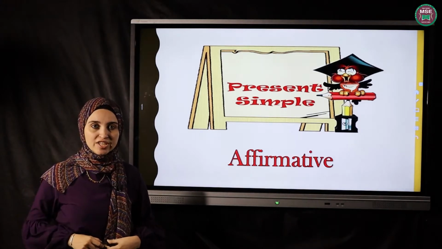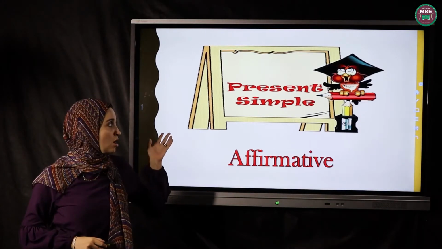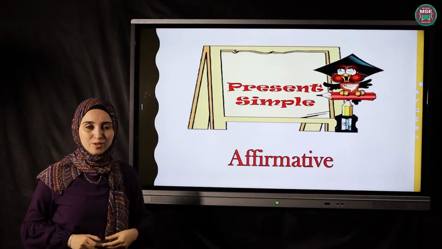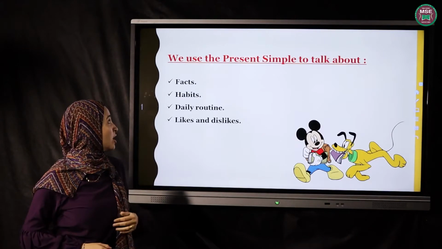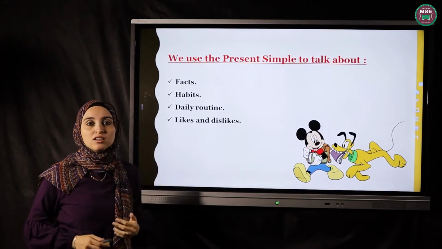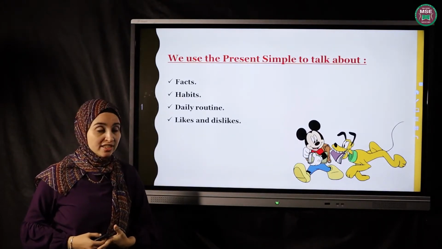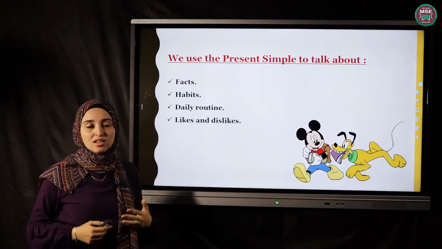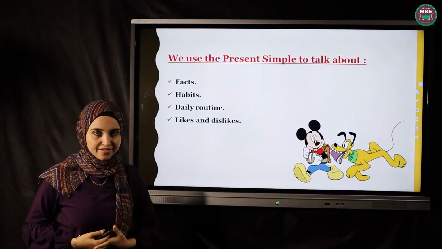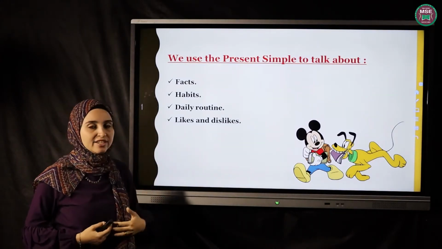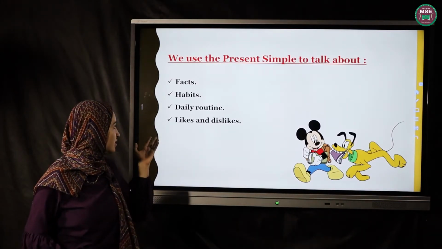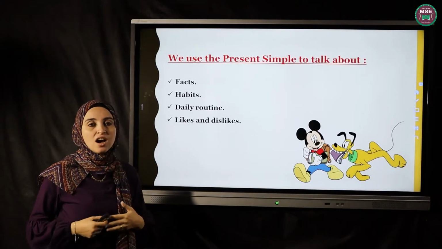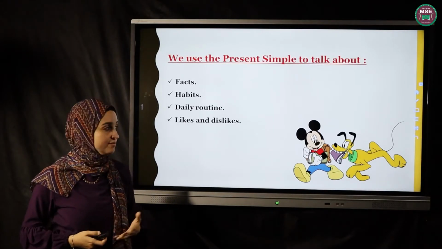Today is session 3, and we will talk about present simple tense, affirmative. We use the present simple tense to talk about facts, like the sun rises in the morning; habits, like I wash my face every day; daily routine, I brush my teeth every morning; likes and dislikes, I like orange juice.